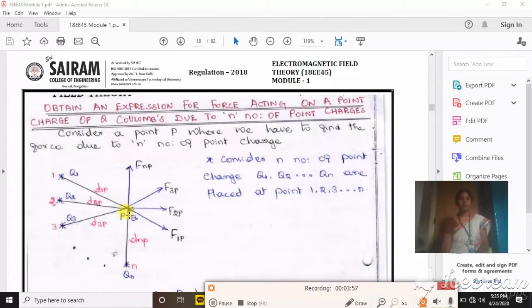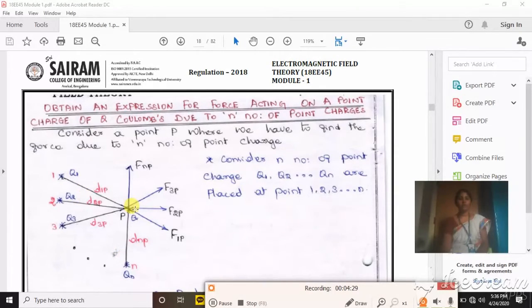Let P be the point. This is the place where we need to identify the force. Due to charge 1, there will be a force exerted at this point. Due to charge 2, there will be a force exerted at point P. Due to charge 3, there will be a force exerted at point P. Likewise, due to n number of charges, there will be a force exerted at point P. It means that where exactly we are going to identify the force, that is going to be my effect, and all the other charges are going to be my cause.